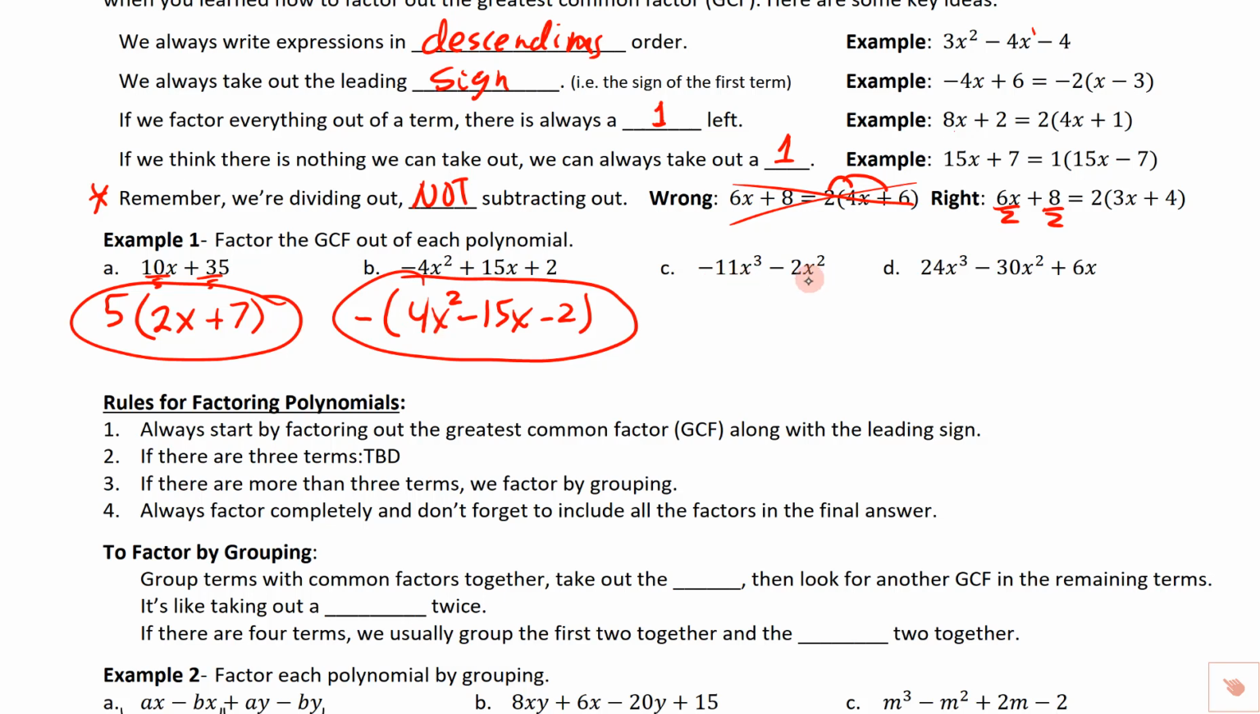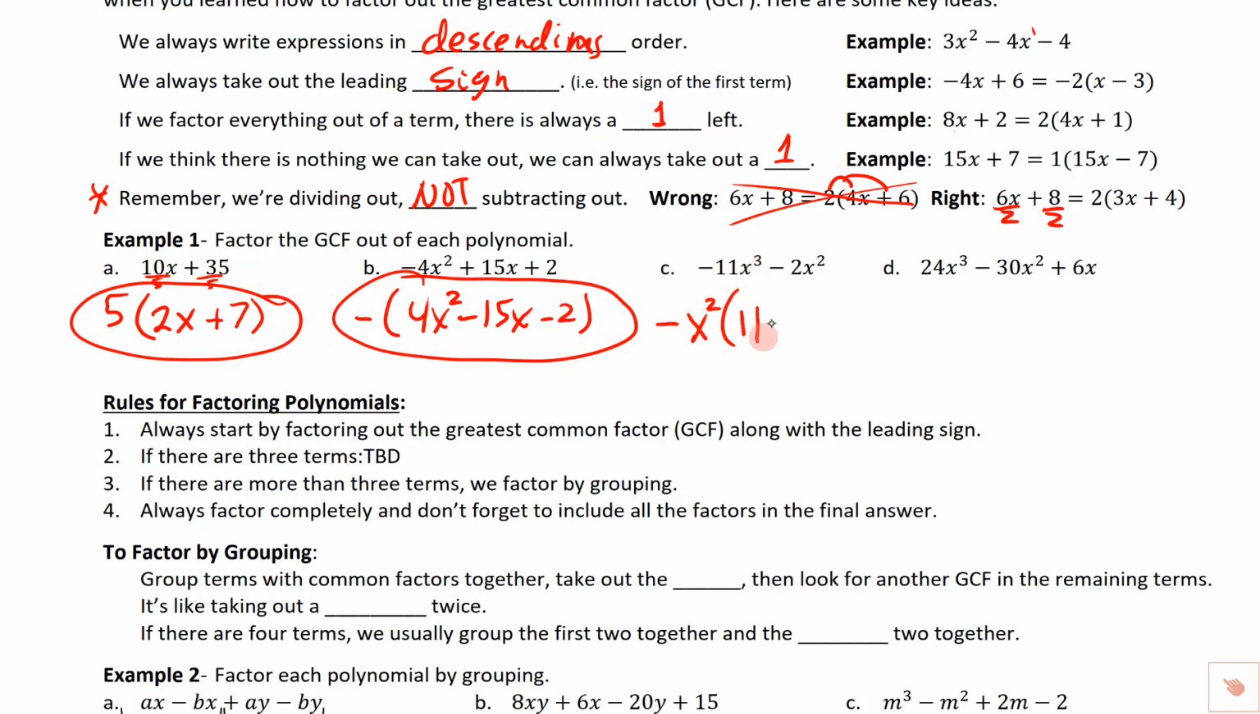And then let's look at this one. They're both negative and they're written in the right order, so we're going to take out a negative. We don't have any common numbers. We don't have any number factors here, but we do have x cubed here and x squared here. There are 3 x's in the first one and 2 x's in the second one, so we can take out that x squared there. So I'm going to be left with an 11 because we took out the negative.